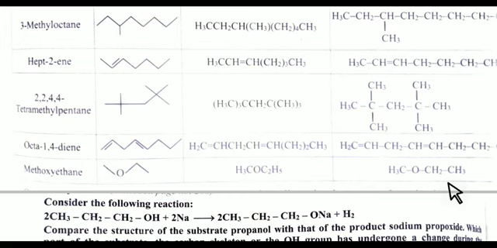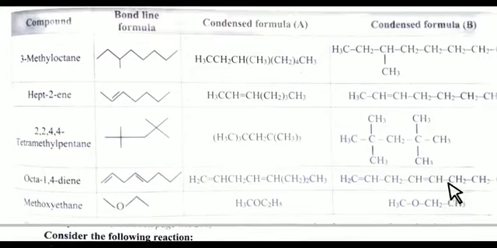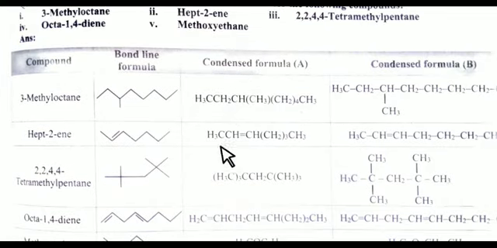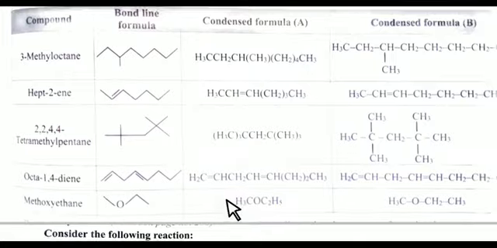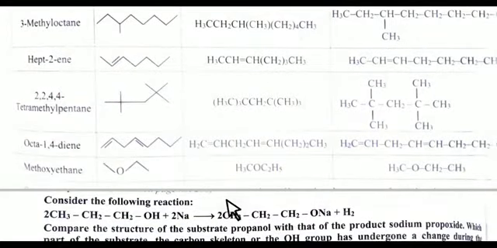Now see here, there are 5 examples in this question. So you can easily understand the condensed formula of A and B.